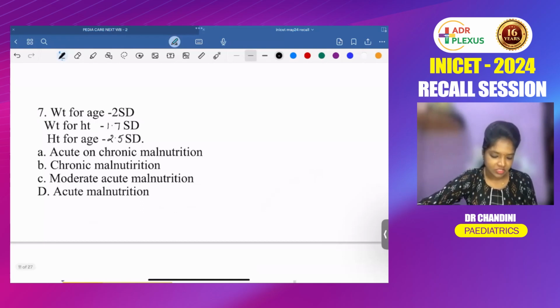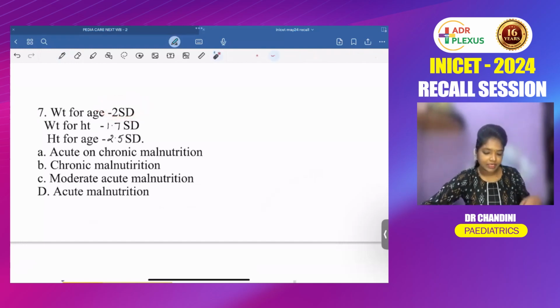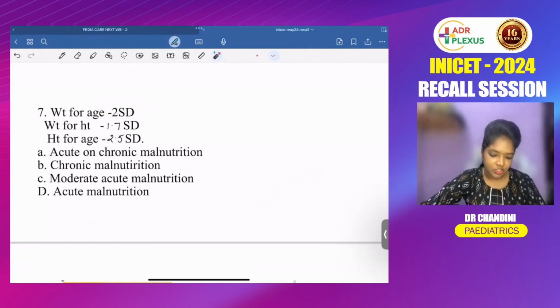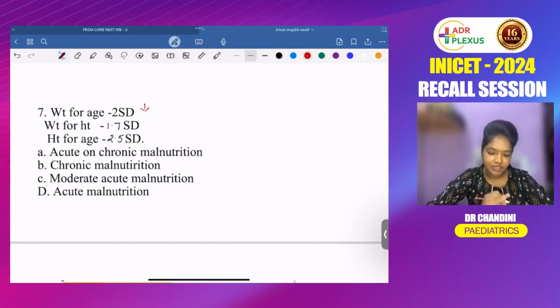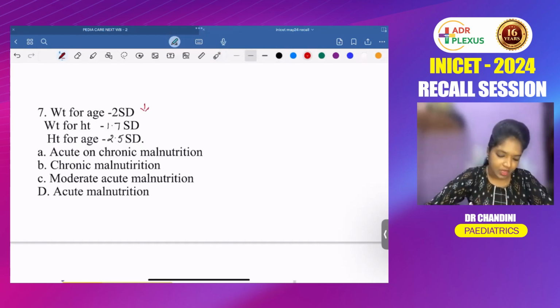So coming to the seventh question. The seventh question is weight for age -2 standard deviation, weight for height -1 standard deviation, and height for age is -2.5 standard deviation. So if you see here, weight for age is somewhat low. It is exactly at -2 standard deviation. Weight for height is normal. Height for age is -2.5, which is also low.